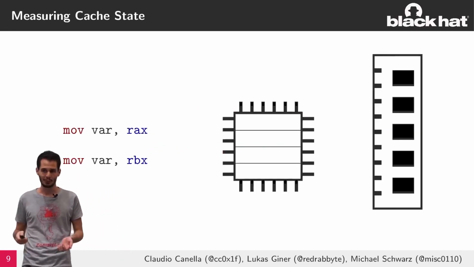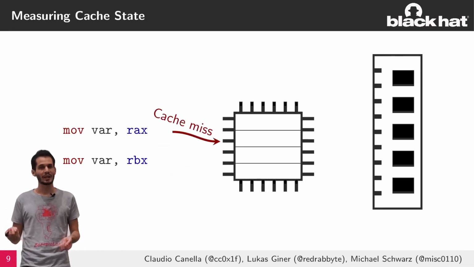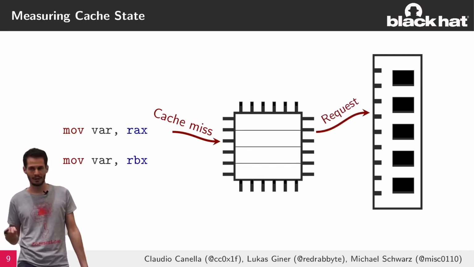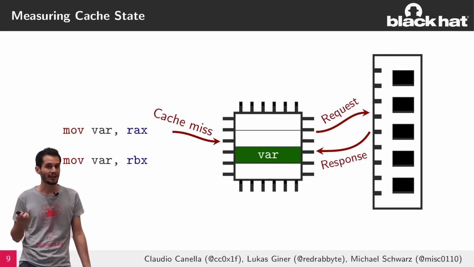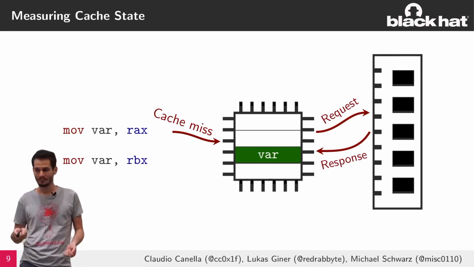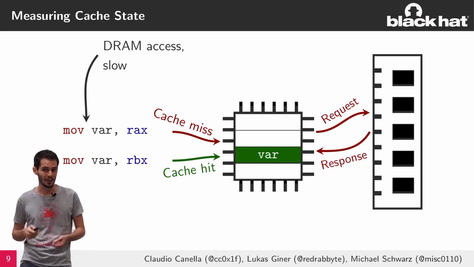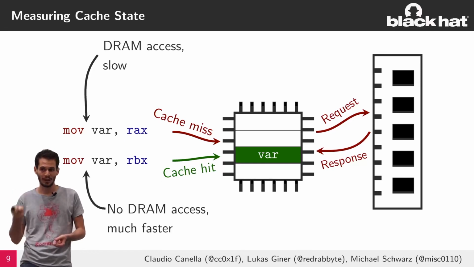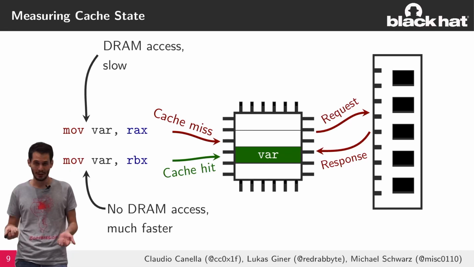Let's have a look at an example. We access a variable and try to load it into a register. The first time we try this, the CPU will have a miss. It will have to load from RAM, we'll get a response, and it will be cached at that point. Sounds slow. Yeah, and the next time we try this, we get a cache hit, and that'll be much faster. So the DRAM access is very slow, and the cached access, no surprise here, is much faster. This difference is very clear, and we can determine it with high reliability.